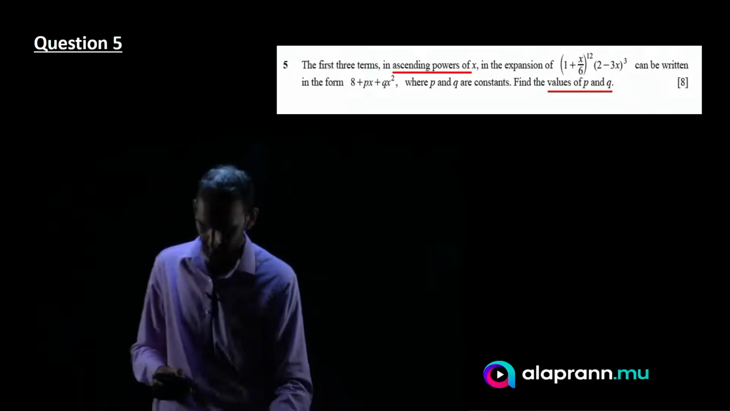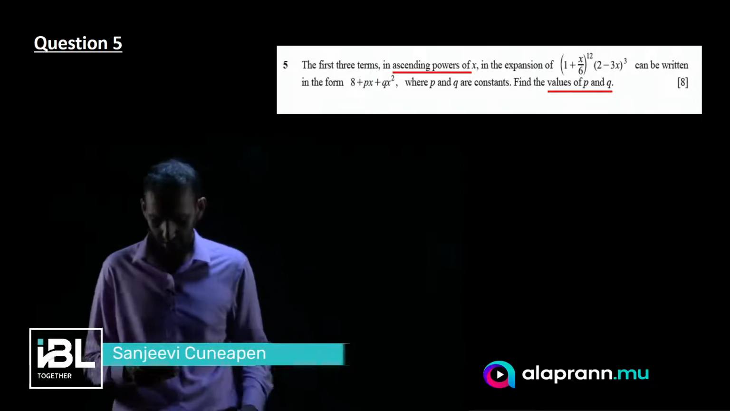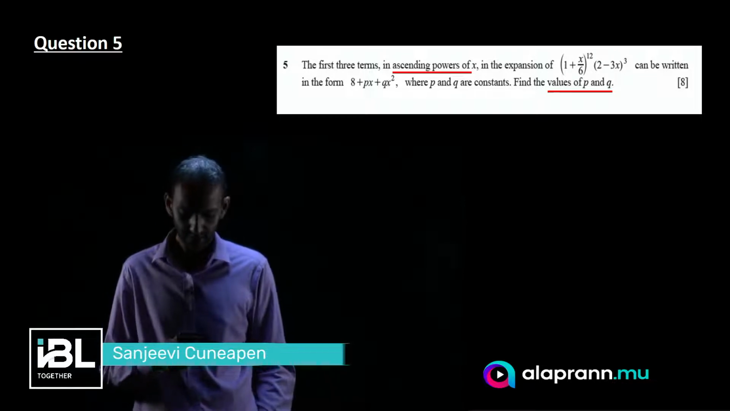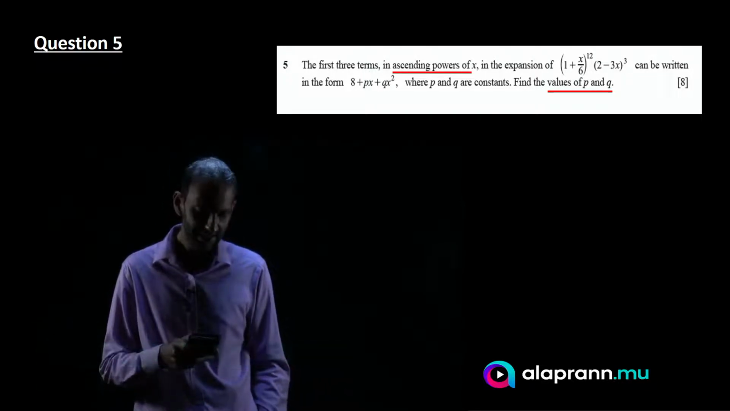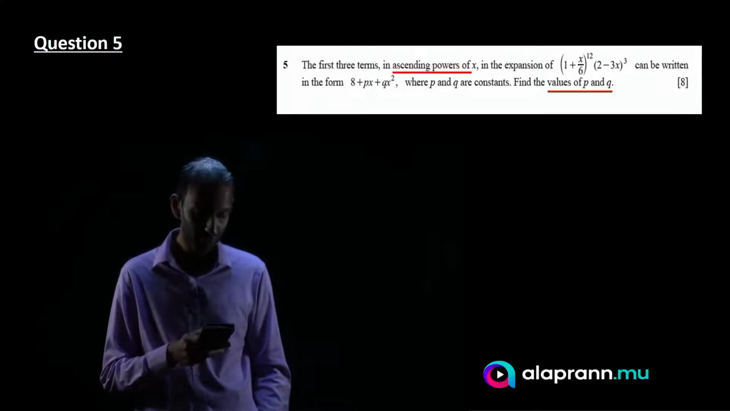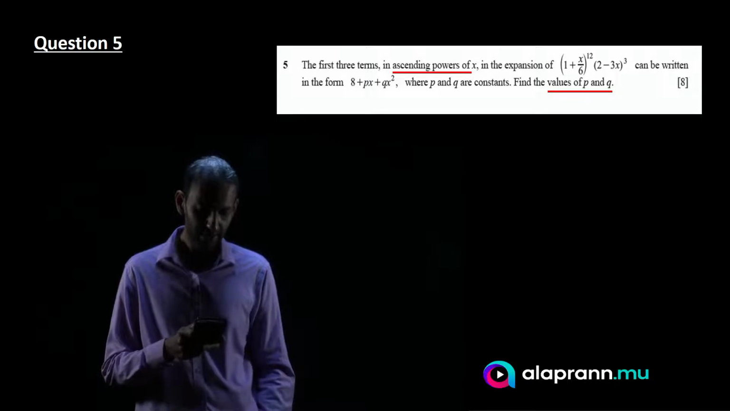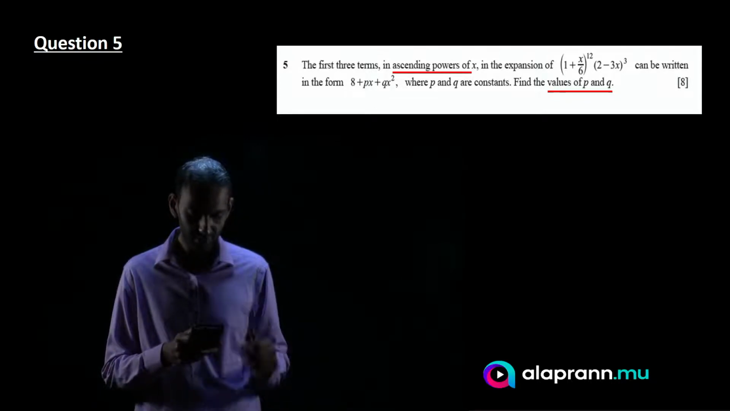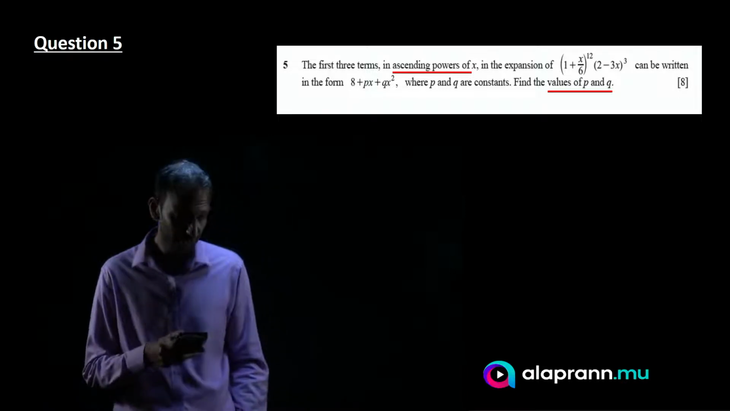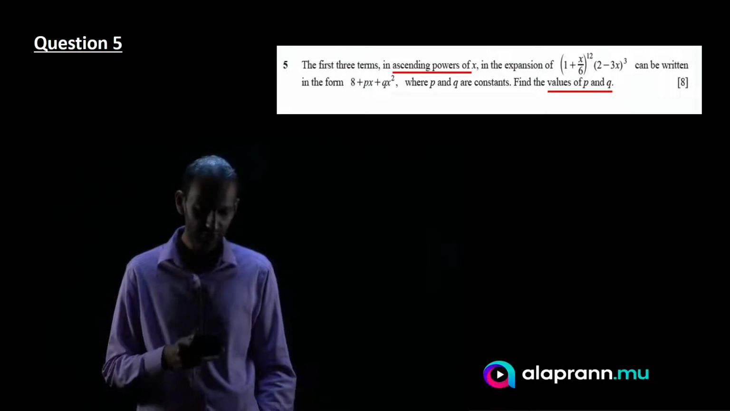Right, so let's see question number 5, straightforward, not difficult. Question number 5 is based on binomial theorem. The first three terms in ascending powers of x in the expansion of (1 + x/6)^12, multiplied by (2 - 3x)^3, can be written in the form 8 + px + qx², where p and q are constants. Find the values of p and q.